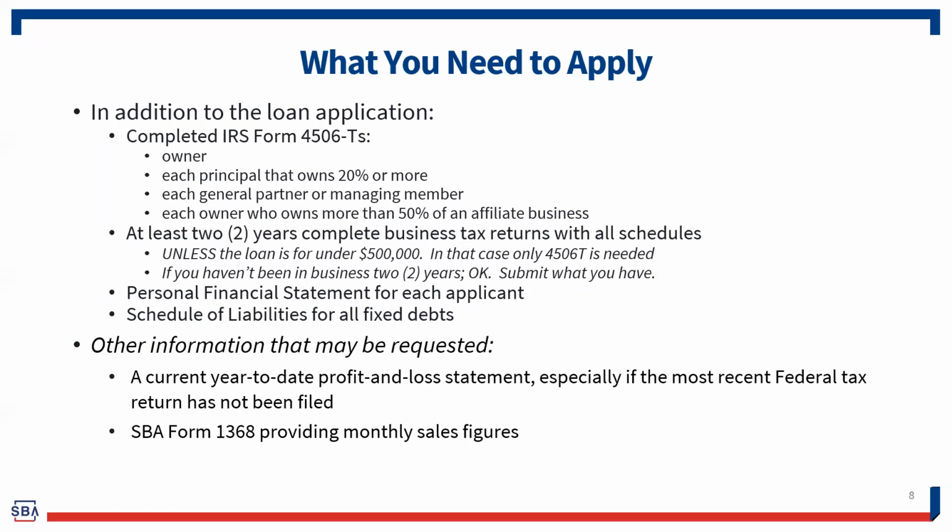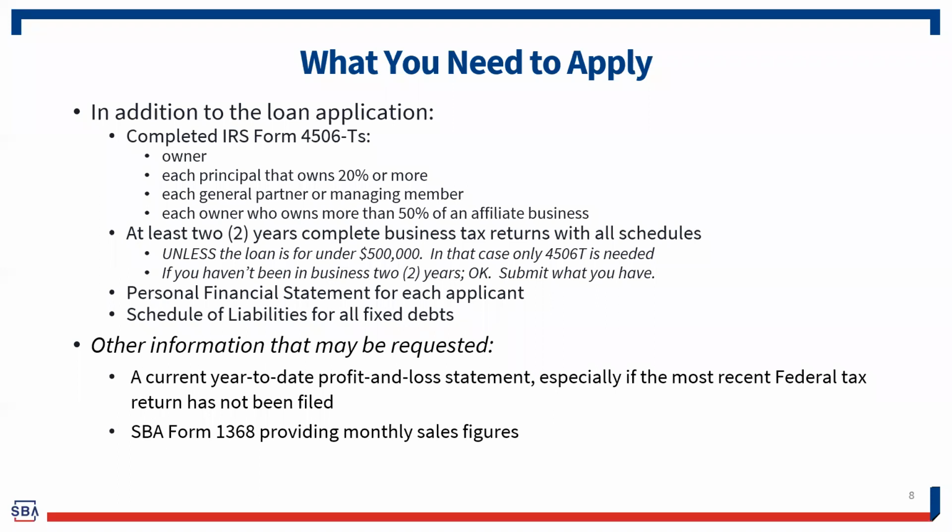If you believe it will be more than the $500,000, when you look at your operating expenses per month times 6, then we will need those tax returns. Now, if you haven't been in business for 2 years, that's okay. Just submit what you have and we're going to work with it. We may have to ask for more information. Each owner has to submit a personal financial statement, and you need to submit what's called a schedule of liabilities so we understand what your debts are and your normal recurring bills.